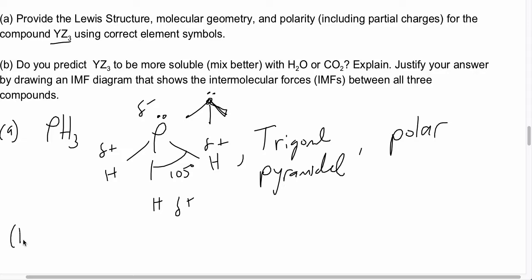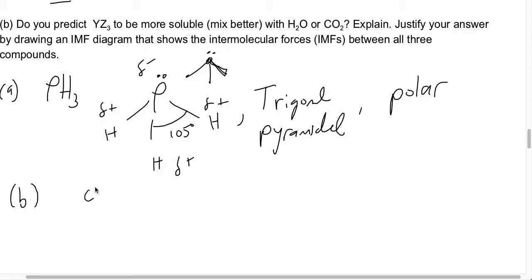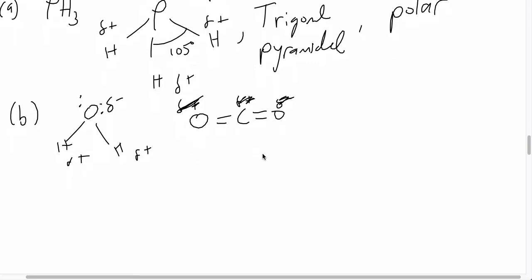Okay, so let's do B. Do you predict it to mix better with H2O or CO2? Well, if we do the Lewis structure for H2O, we see that we have a polar molecule with charges. And if we do the Lewis structure for CO2, we see that those charges, okay, they're there, but they end up canceling. Okay, so if mixing is just charge attraction, it's going to mix better with water. Okay, they're both dipole-dipole. And let's draw that interaction and how it's going to look.